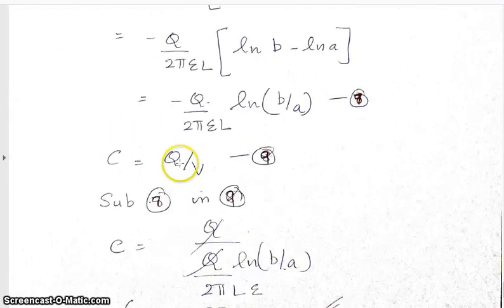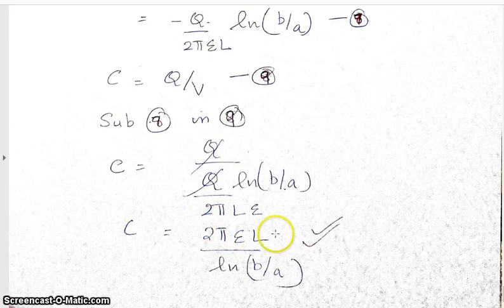Now you know C is equal to Q by V. So you substitute this V in C. This formula you can substitute in C. Substitute it, rearrange. Finally you will get C is equal to 2 pi epsilon L by log b by a. So this is the expression for capacitance of a coaxial cable.